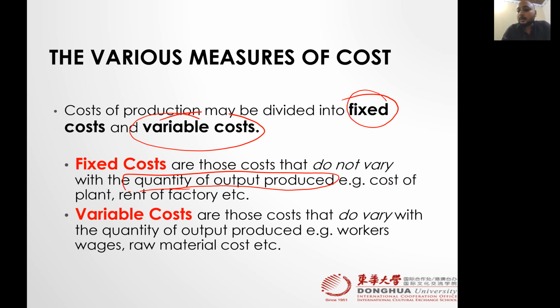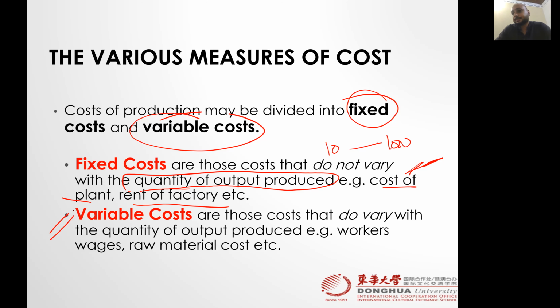For example, the cost of the plant, the rent of the factory. Even if I do not make any product, I still have to pay the factory rent. Either I make 10 units or I make 1,000 units, I still need to purchase the plant. Plant cost is fixed.